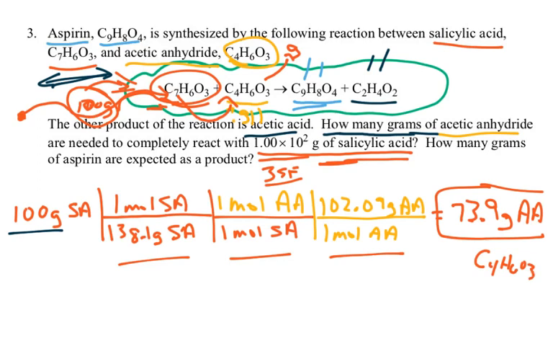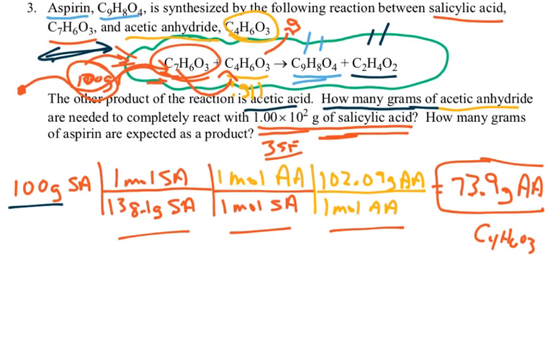Okay. Now, there is another part to this question. How many grams of aspirin are expected as a product? Now, again, that's right here. So, instead of going from here to here, now we have to go to here. And oddly enough, we could go from either one. It doesn't matter if we go from this one to there or from this one to there, since we now know how much of this one we have. You could do either one, but we may as well just go from this one.